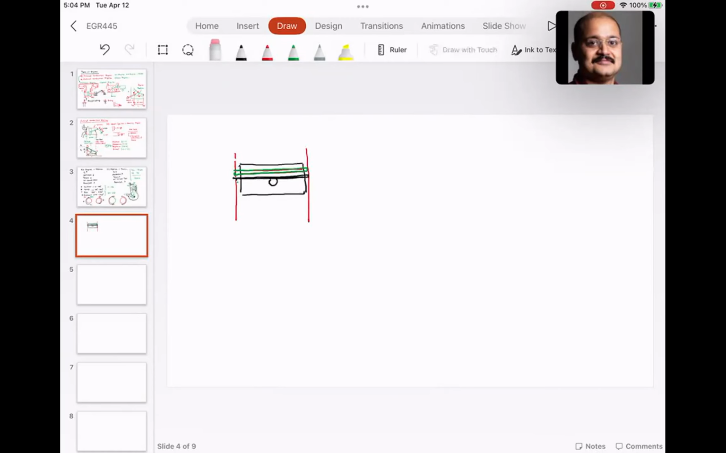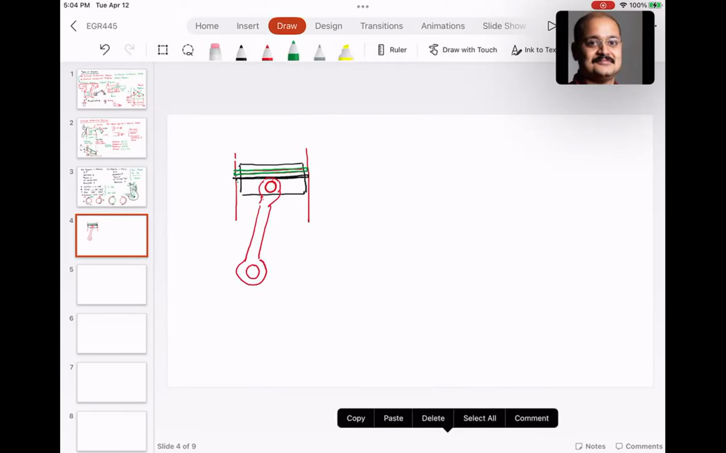And then here, there is something called the piston pin, also called the gudgeon pin. And on one side of the piston pin, you have the small end of the connecting rod. So there is a small end. On the other side, there is this large end of the connecting rod. And then this large end is fitted onto the crank.